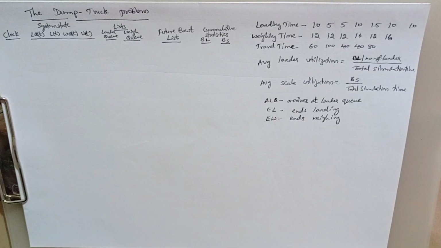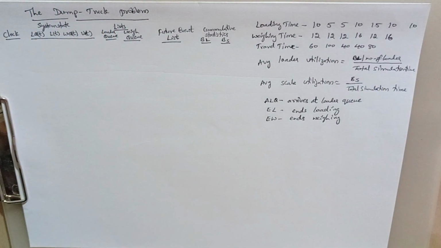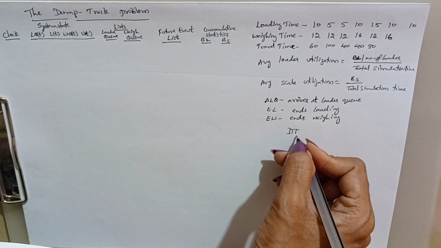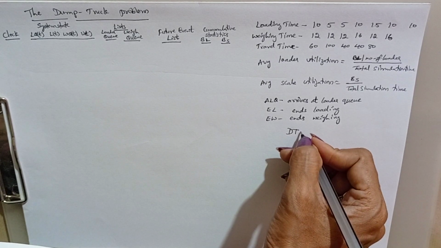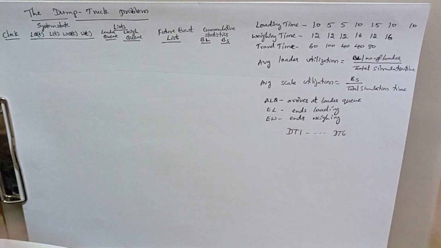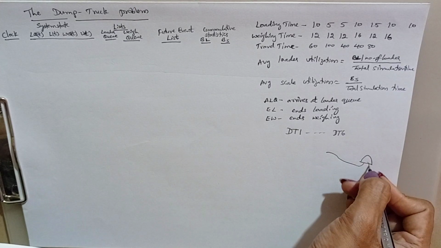Now we'll see the dump truck problem. It is actually a double channel queue because there are two loaders. We'll see the question. 6 dump trucks, we are representing dump truck as DT, numbered 1 to 6, are used to haul coal from the entrance of the small mine to the road. Suppose this is the small mine to the road.